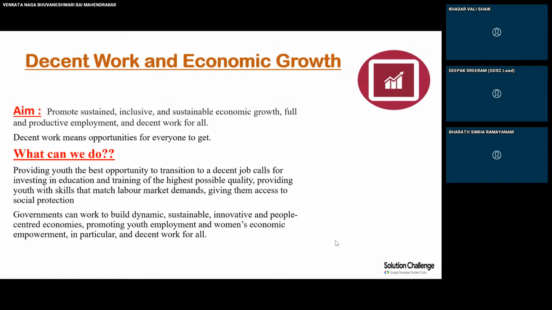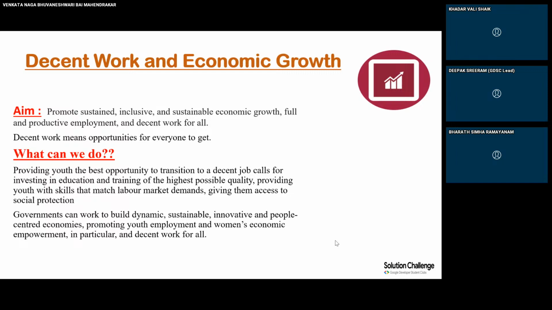This is decent work and economic growth. Okay, what is decent work here? Decent work is unbiased work that gives opportunities for everyone. So I have mentioned there, decent work means opportunities for everyone to get. Everyone should have a particular job through which they can have some sort of income and lead a happy life. So the United Nations has taken this also as a problem statement.